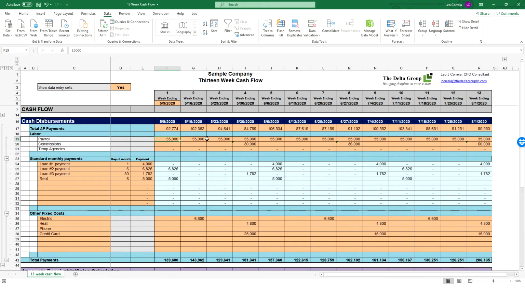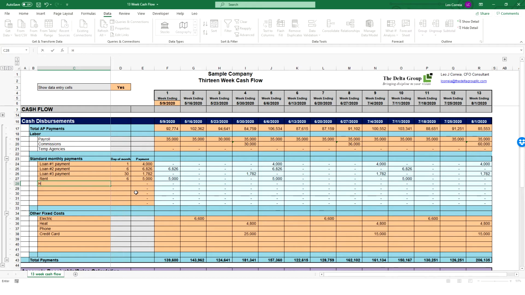I can put in my weekly payroll here each week, and I can change it based on however my payroll happens to change. Any changes I make here will be reflected in the total cash outlay, and it will also go into the reconciliation of the cash account on a weekly basis. Now, when we get into something like the standard payments, this is where we can make things easy as the dates change. Because the standard monthly payment section is a section that needs very little attention.